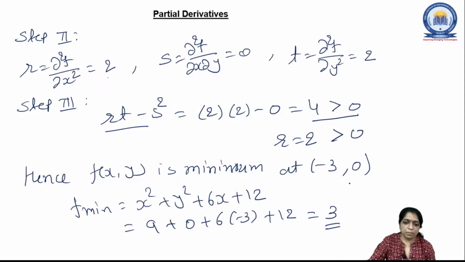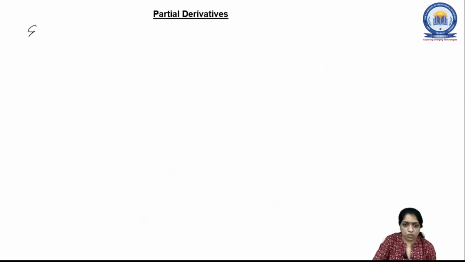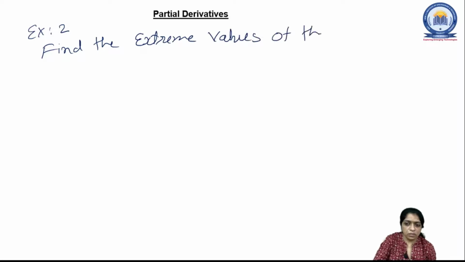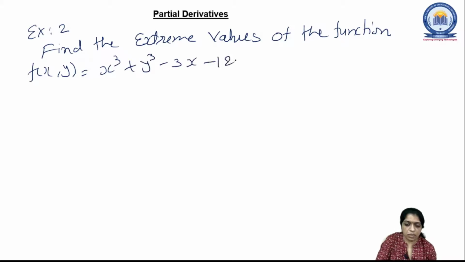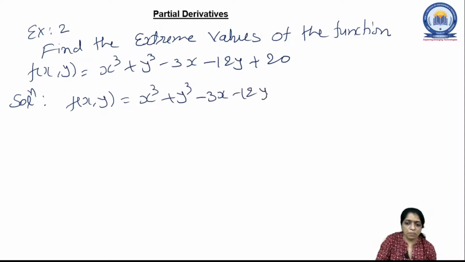Let's move on with one more example, and that is example 2. Find the extreme values of the function. The given function f of xy is x cube plus y cube minus 3x minus 12y plus 20. So let's start the solution. Here the given function f of xy is x cube plus y cube minus 3x minus 12y plus 20.